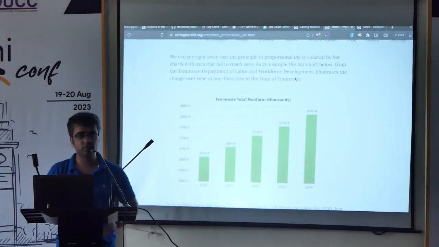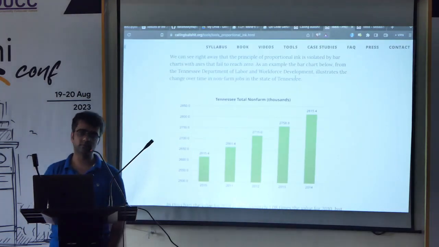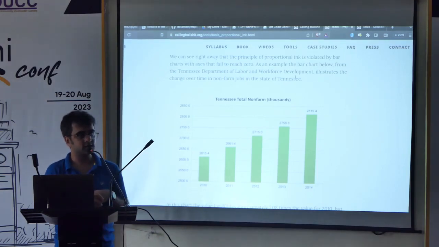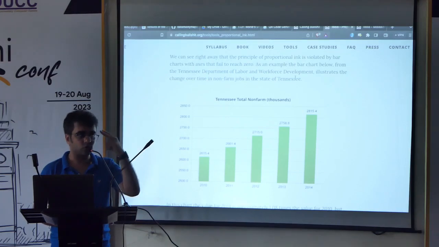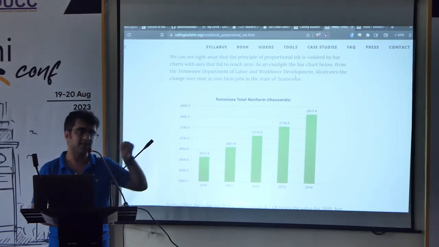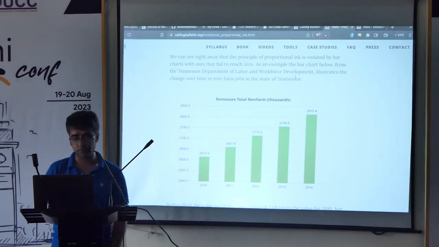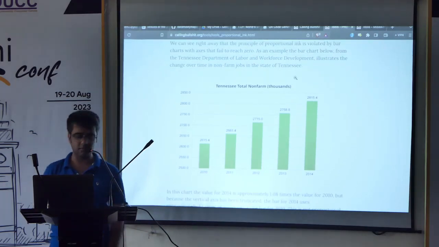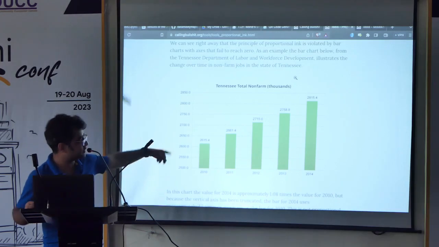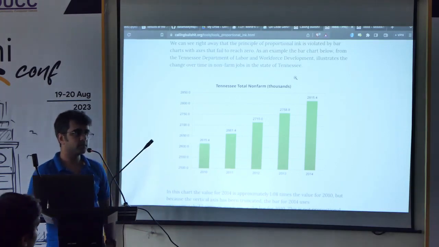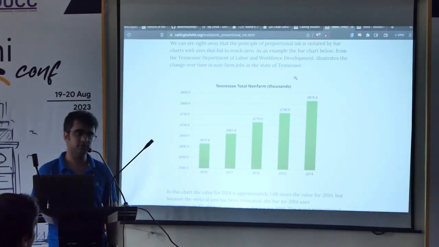The principle of proportional ink is something that comes from Edward Tufte. The amount of ink present in your visualization has to be proportional not to your data but to the information you want to convey. Extra ink means extra information, which means people have to spend more of their vision processing that extra ink, which doesn't add anything. For example, this chart is really bad, and there is an unnecessary gradient in the chart. It doesn't convey any extra information.